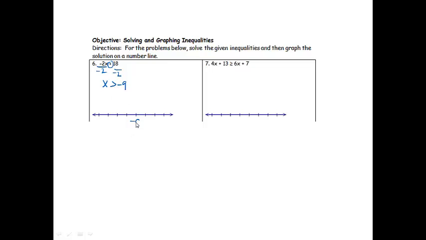So graphing this, we'll have negative 9. On the right, I'll put negative 8, and on the left, I'll put negative 10. We're going to get an open circle, and greater than points to the right.